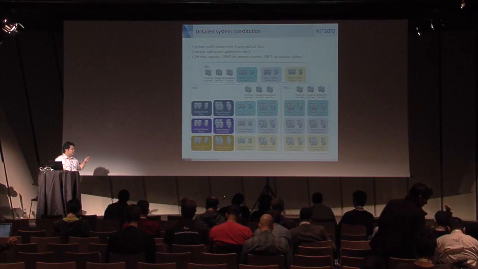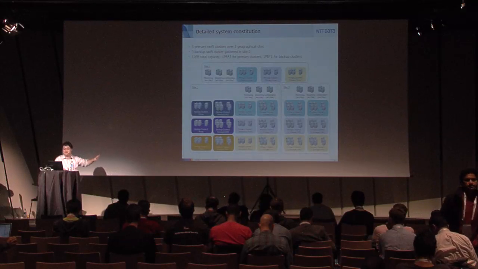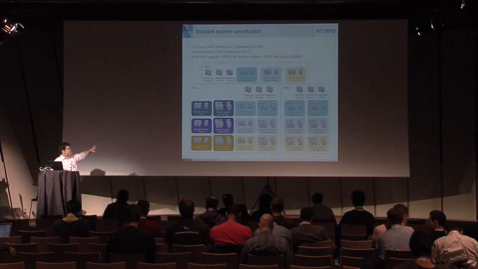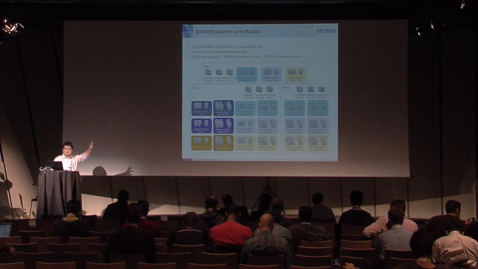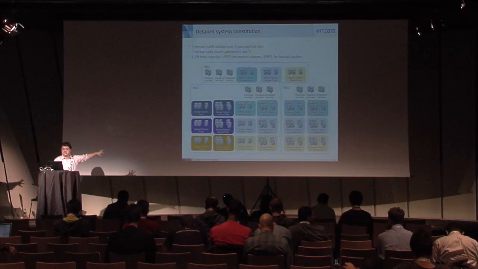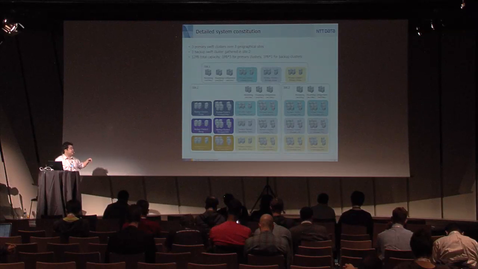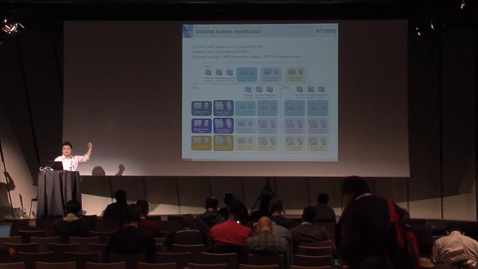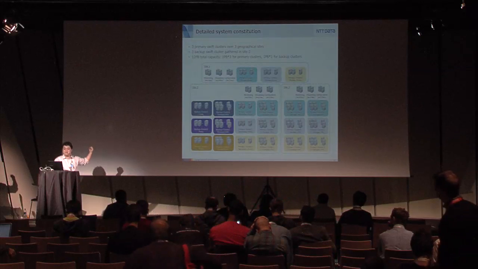Okay. So these nodes are distributed. We have two strategies for monitoring them. We set three monitoring servers in three sites, and each of them checks the nodes in the same site. And to check the whole function of Swift, we also use a monitoring system near the proxy server and send a request to the proxy server to check the whole function of Swift.